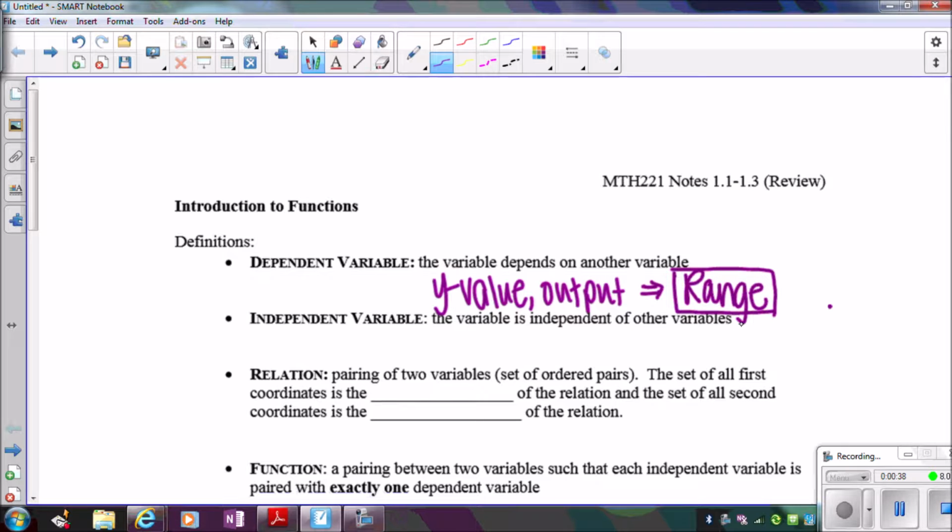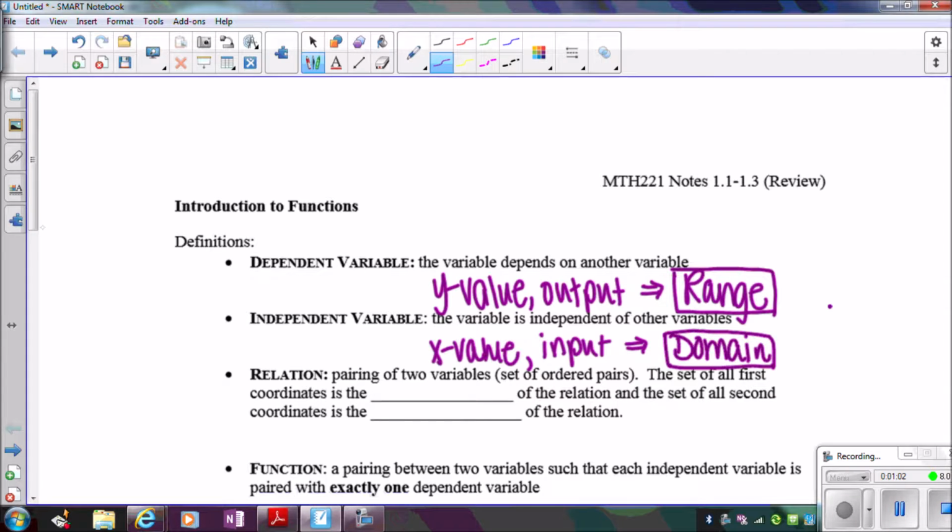And then the independent variable, this is your x. This is independent of the other variables, and it's what you put into a function. So it's the input. And the set of these input values is going to be considered the domain of the function. So it's all the inputs versus the range, which is all the outputs.